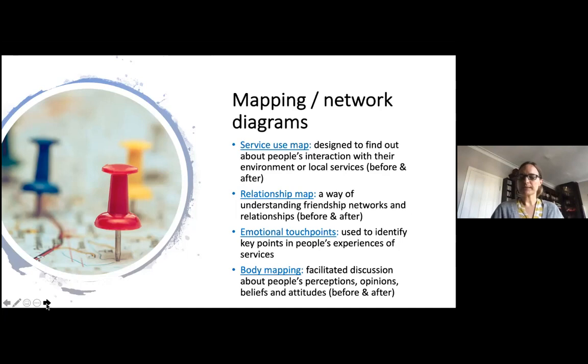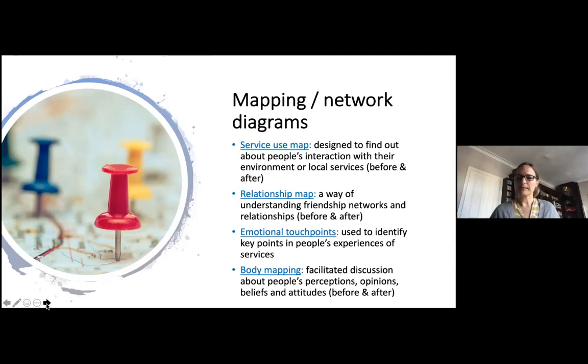Then emotional touch points is a tool to evaluate how people are experiencing the services that you offer. So you would, for example, sit down with them and ask them to draw a map or flow diagram of touch points that they had with your organization as seen by them, and that is then a really good pathway into finding out at specific points how they felt about the service, what changed for them, and that's a really good segue into collecting stories and case studies.